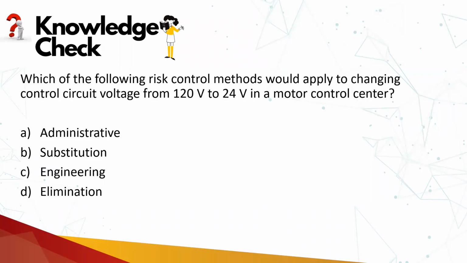Next one, which of the following risk control methods would apply to changing control circuitry voltage from 120 volts to 24 volts in a motor control center? Yeah, this is B. Substitution is the right option.